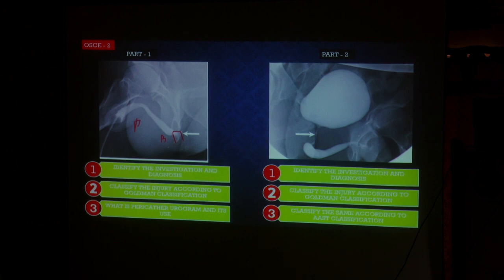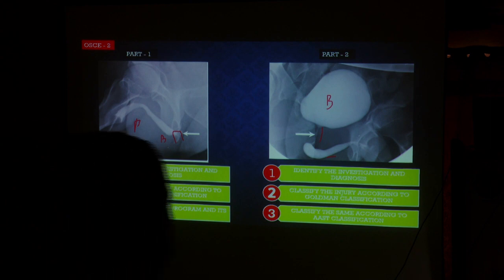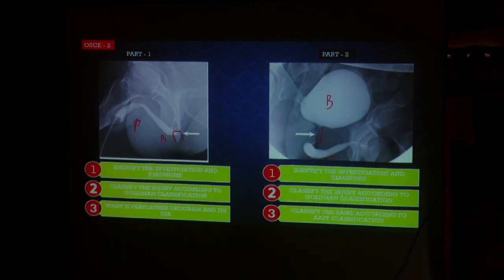Here you are able to see the bladder is filled with the contrast. There is stretching and elongation of the prostatic and membranous part of the urethra, and the anterior urethra is contrast filled. So you are able to see the posterior urethra, anterior urethra, bladder as well as bladder base in one image. So this is an ascending urethrogram.